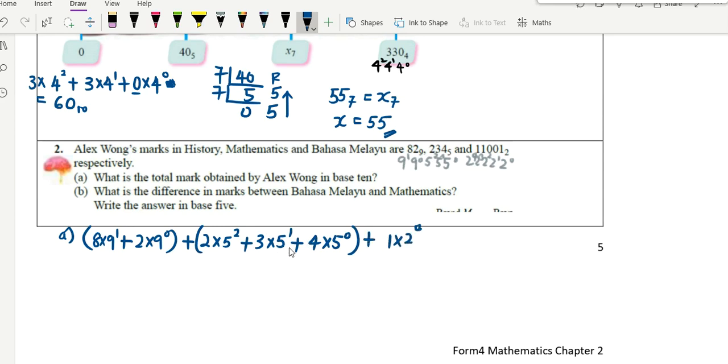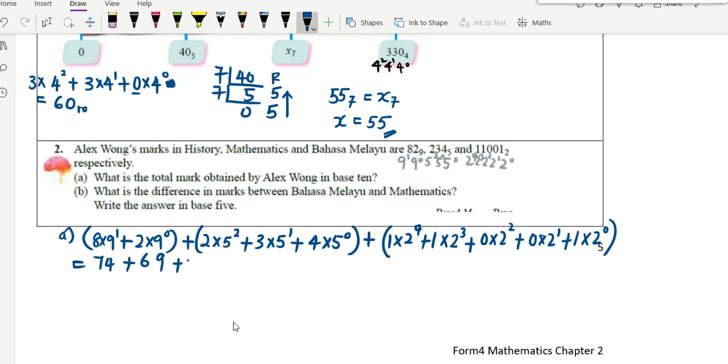Continue: 1 times 2 to the power 4 plus 1 times 2 to the power 3 plus, of course you can write down like this, 0 times 2 to the power 2 plus 0 times 2 to the power 1 plus 1 times 2 to the power 0. This is for Bahasa Melayu. So I plus these 3 together. It's actually 74 plus 69 plus 35 equals 168 in base 10. Final answer, total marks.